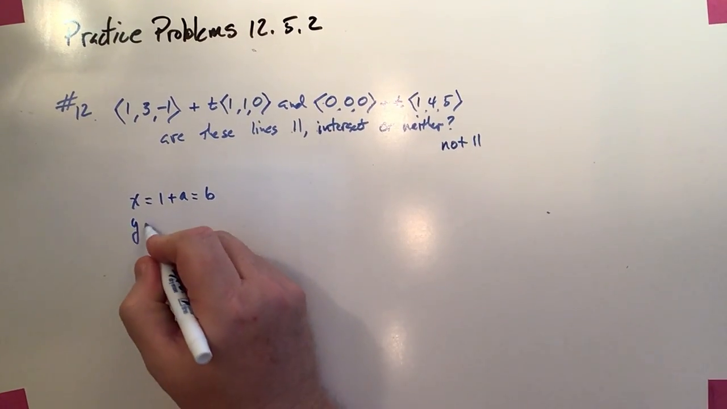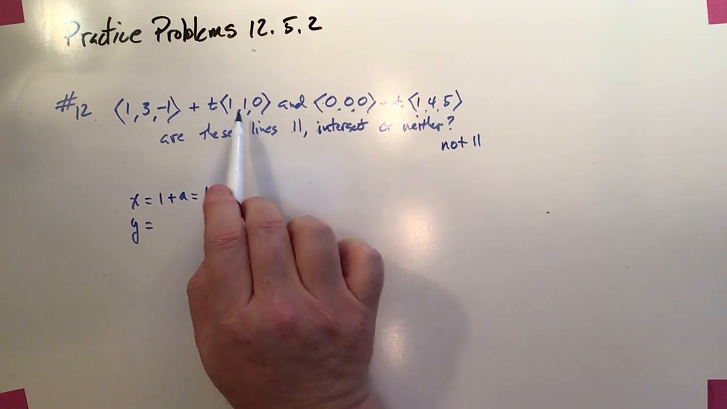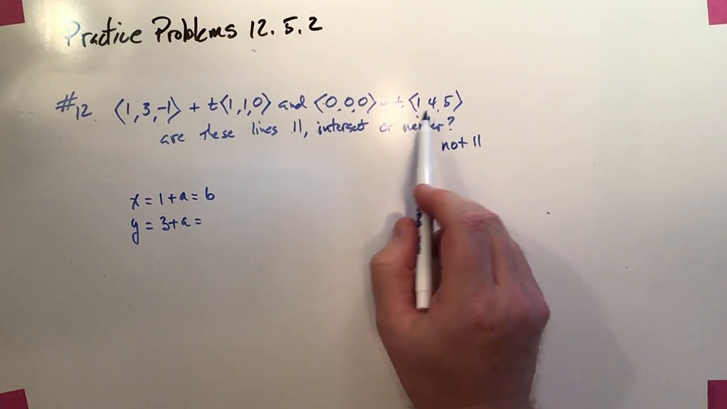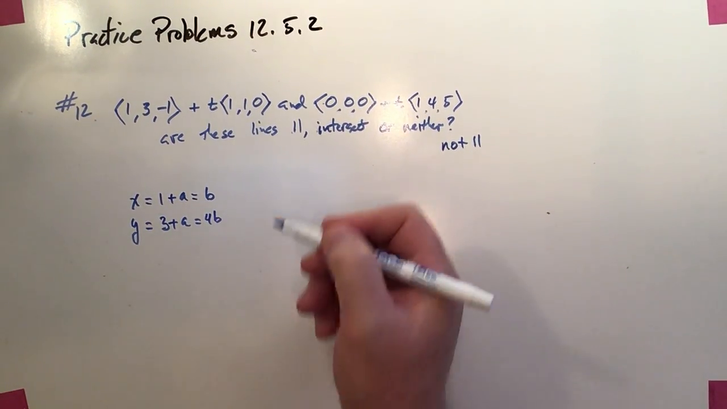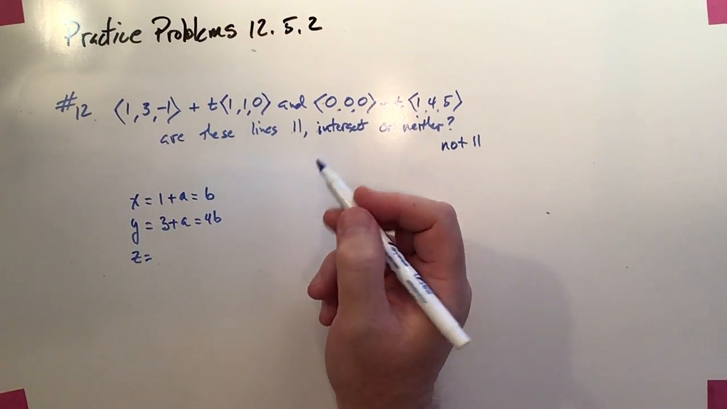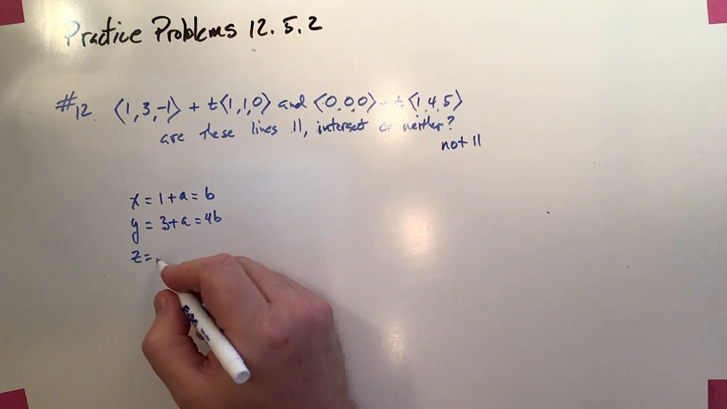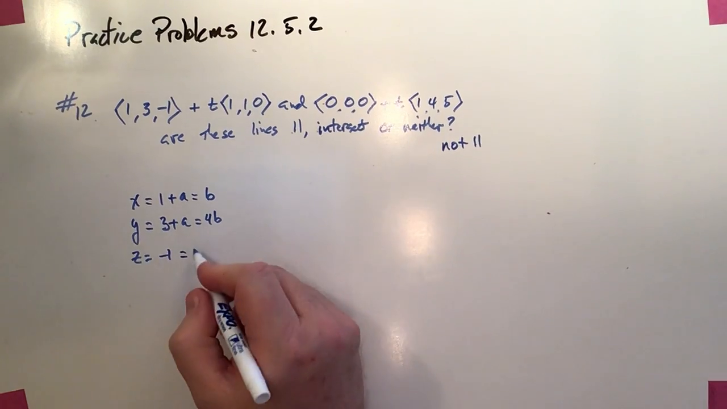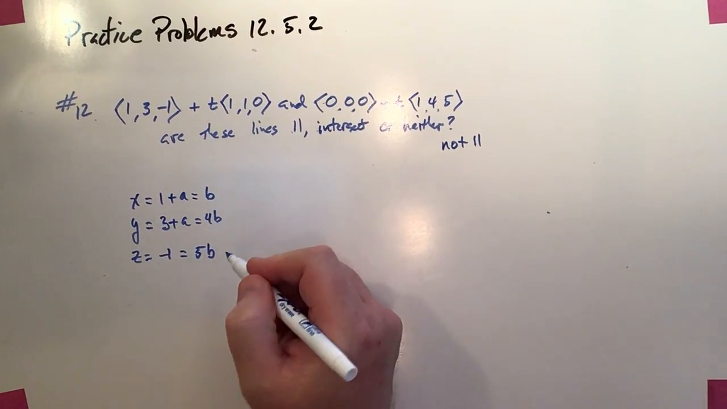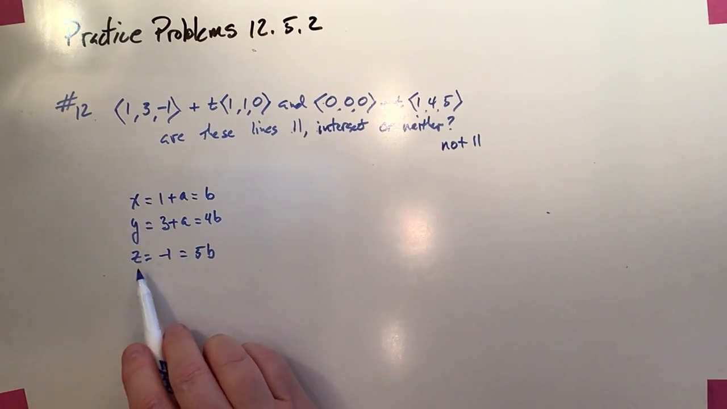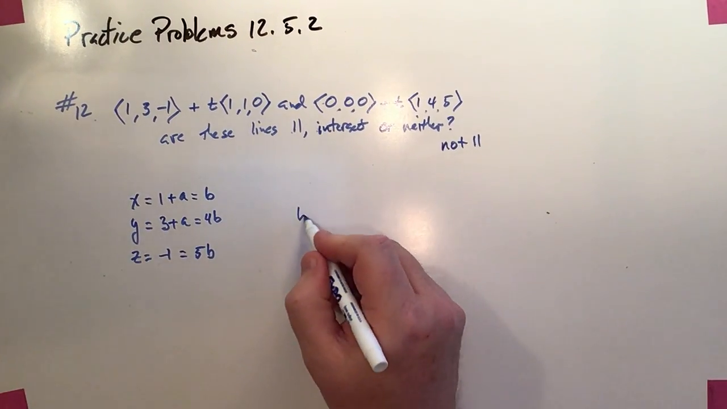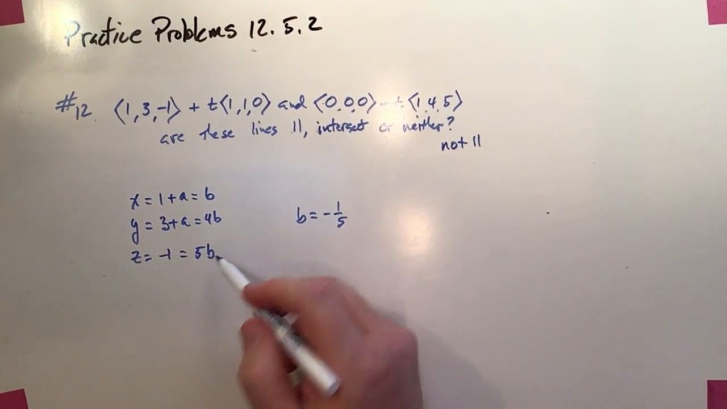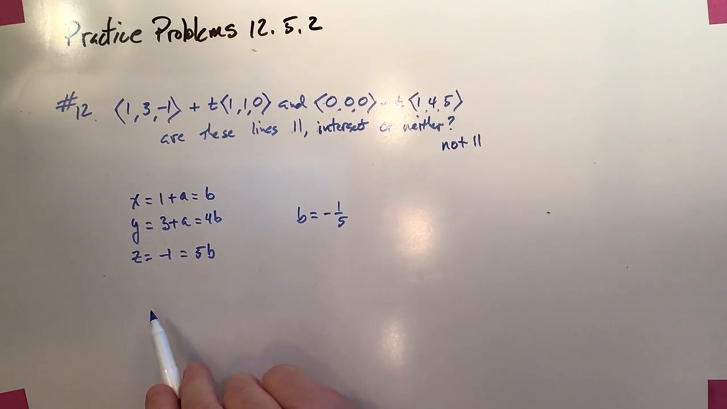Let's do the same in the y direction. Y would give me 3 plus a, and that would have to be equal to 0 plus 4b. And then in the z direction, we'd have -1, and that would have to be equal to 5b. So that gives us a clue right here. In order for their z coordinates to match up, b has to be equal to -1/5. That's the only place where this line will intersect the z coordinate of the other line.